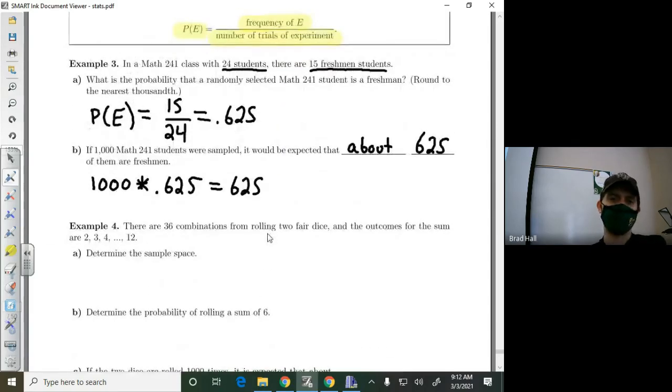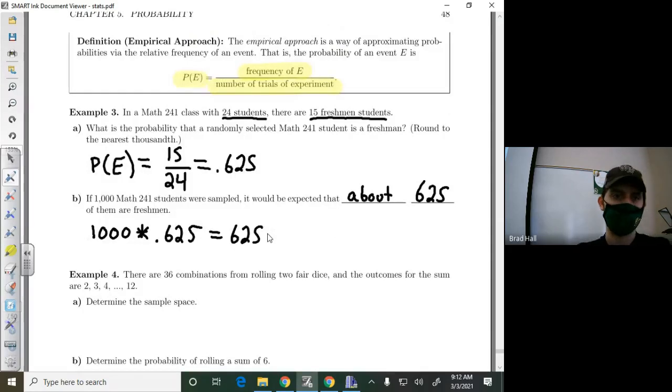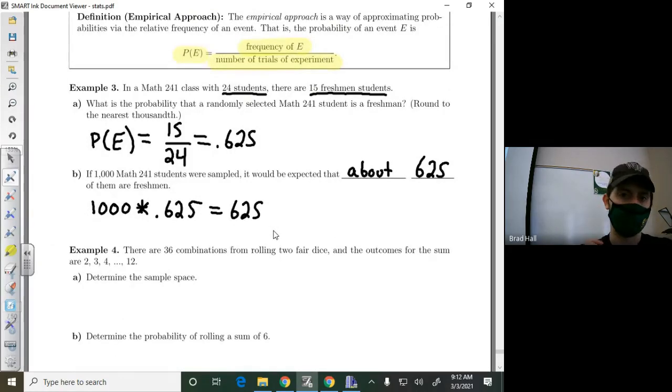So let's go ahead and finish up with the last problem here. After example 4, this is it for probability. We don't really focus on probability too much in this class. This is the furthest extent we discuss probability.